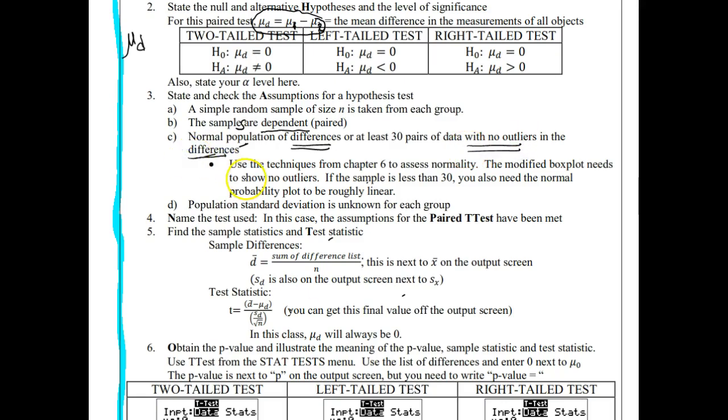Okay, so in this case, we are again using the techniques from Chapter 6 to assess normality, but this gets done, if it's in the calculator, on list 3, okay, on that list of differences. And then our last condition here is that the population standard deviation is not known for each group, which is almost always the case. So if those conditions are met, we can run the paired t-test.